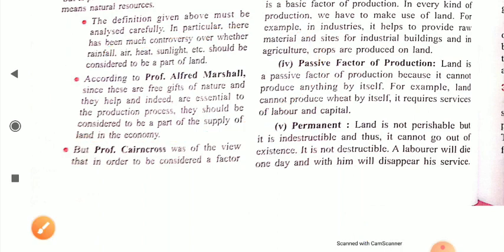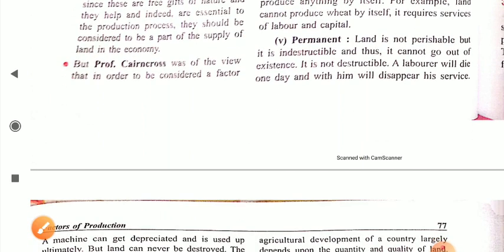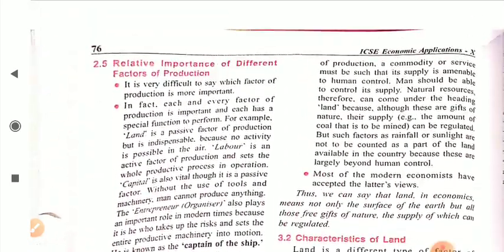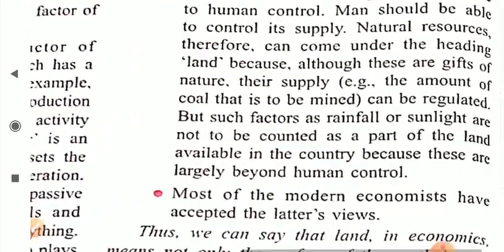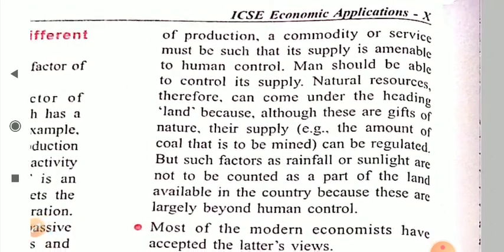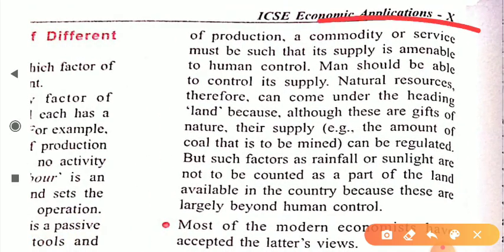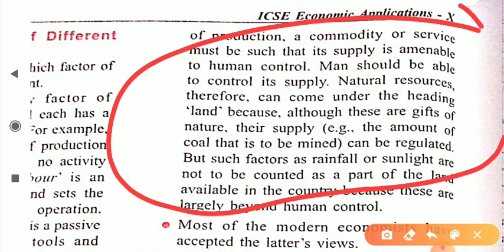But according to the modern definition by Professor Cairncross, in order to be considered a factor of production, a commodity or service must be such that its supply is amenable to human control. This is the main important line. Underline this: its supply is amenable to human control. Man should be able to control its supply.